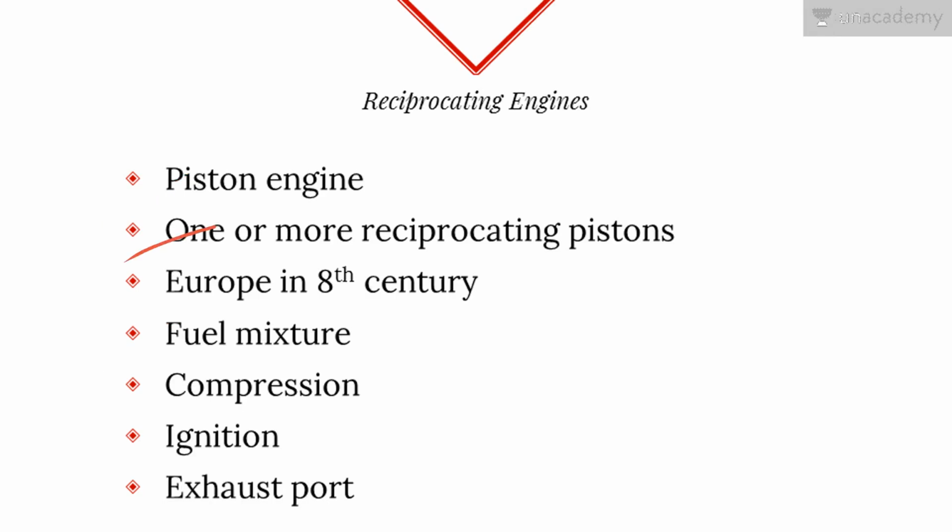It was developed in Europe in the 8th century. A fuel mixture is introduced inside the cylinder through the intake port, moving the piston to the bottom of the cylinder. The compression process happens here in the reciprocating engine, and the ignition pushes the piston downwards, which provides useful work to the engine. The waste chemicals are output through the exhaust port.